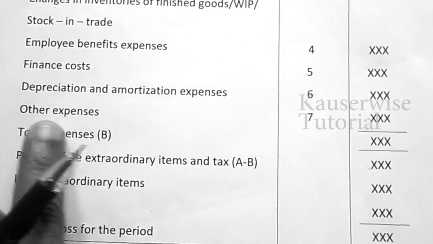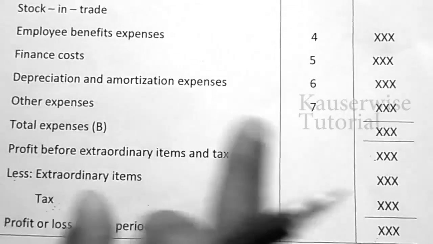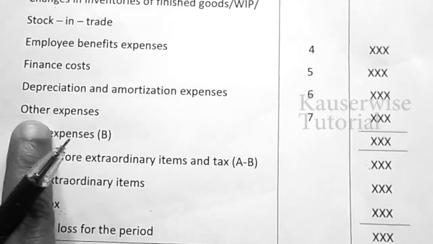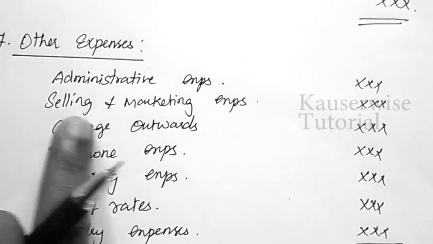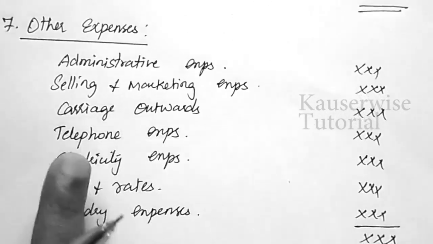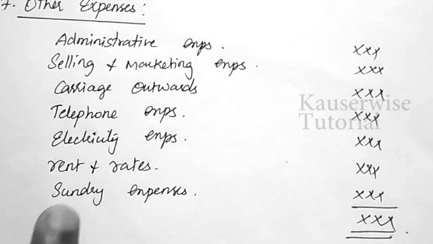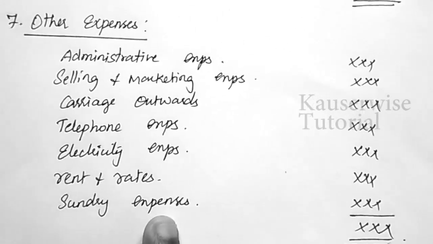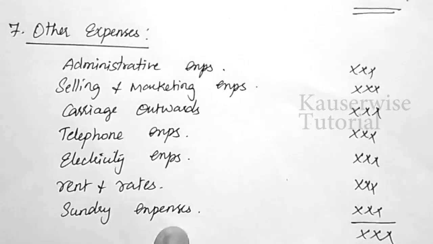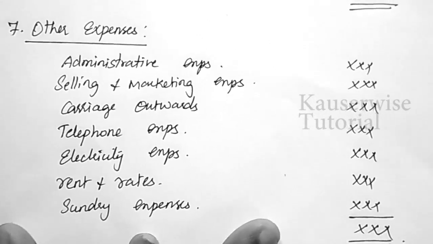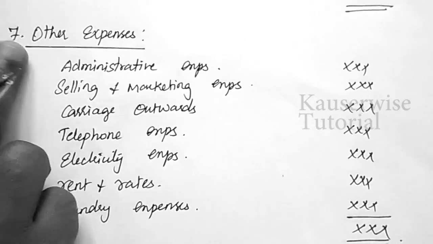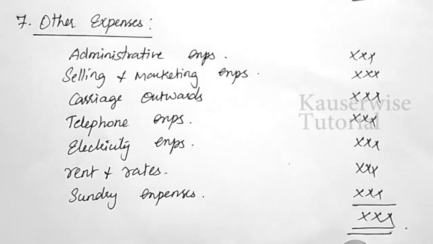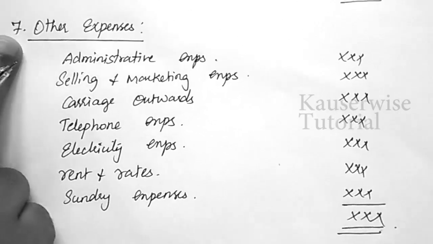Okay, the next one is other expenses. Other expenses means, see, the expenses that do not find place in the above mentioned heads are brought under this head. For example, administrative expense, selling and marketing expense, carriage outwards, telephone expense, electricity expense, rent and rates, sundry expense. You cannot record all these expenses in any other above mentioned head. So all the expenses which are not applicable for the above heads will be recorded under other expenses. So working note number 7 is other expense. The final total amount will be recorded under statement of profit and loss, working note number 7.